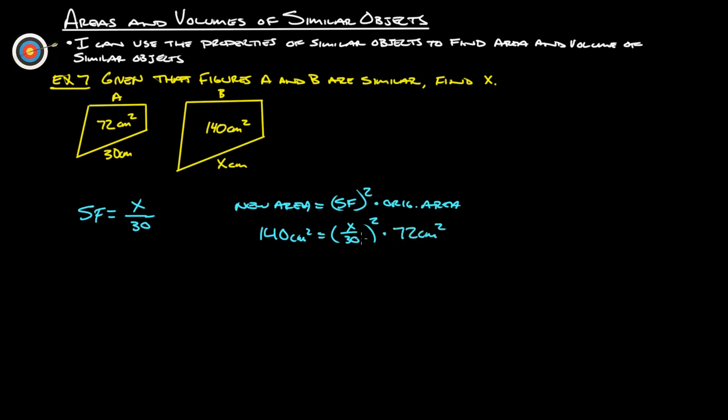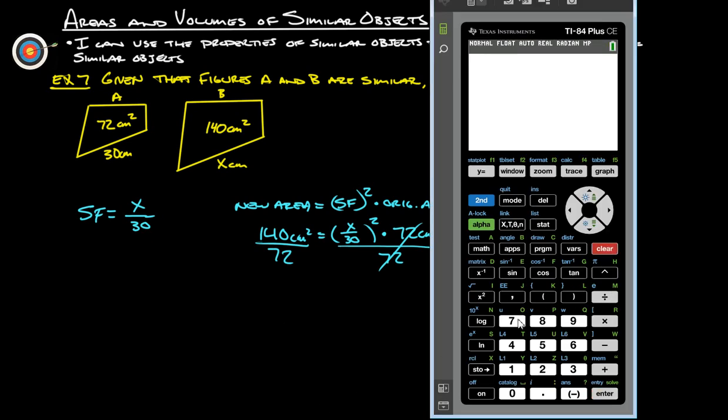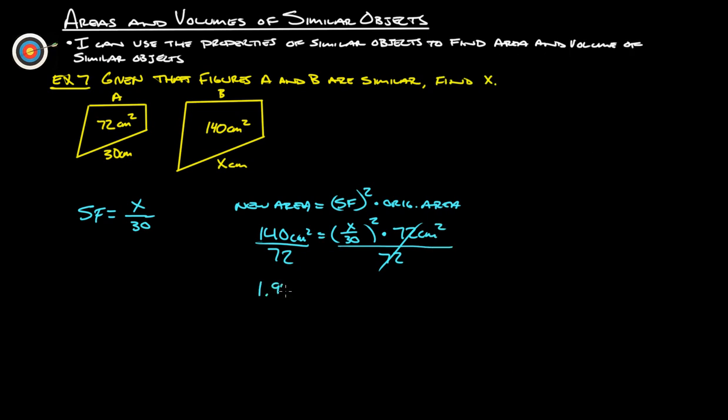Okay, so now we just got to go through and solve this thing for x. Remember, reverse order of operations tells us that we want to solve for x, so we got to get x all by itself. So we got to get rid of this times 72. To undo the multiplying, we divide by 72 both sides, right? So we get 140 divided by 72 gives us 1.944 repeating, equals x over 30 squared. Okay, so we got rid of the 72.